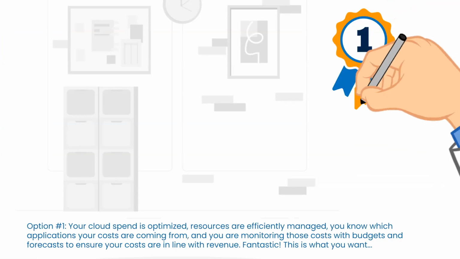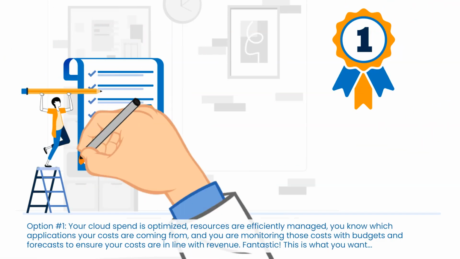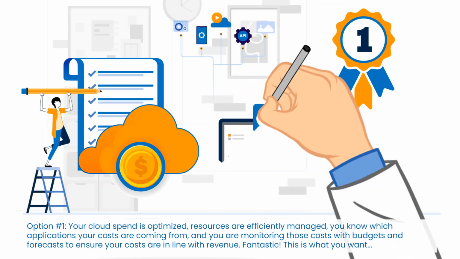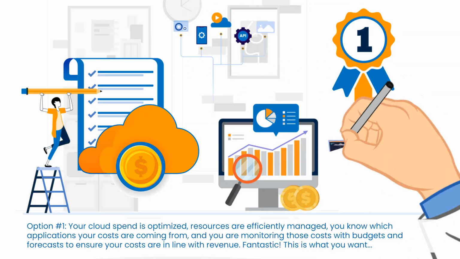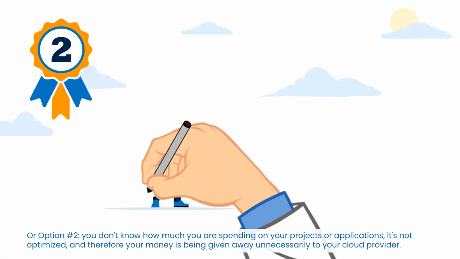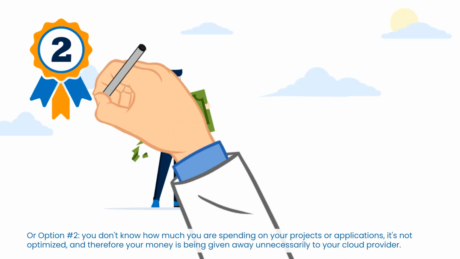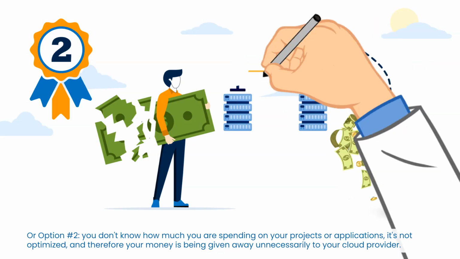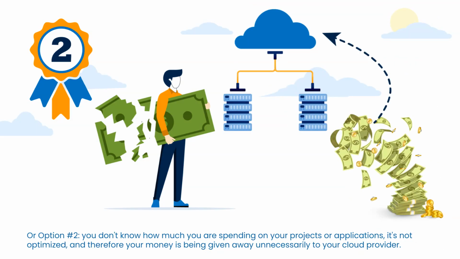Option number 1. Your cloud spend is optimized, resources are efficiently managed, you know which applications your costs are coming from, and you are monitoring those costs with budgets and forecasts to ensure your costs are in line with revenue. Fantastic! This is what you want. Or option number 2. You don't know how much you are spending on your projects or applications, it's not optimized, and therefore your money is being given away unnecessarily to your cloud provider.